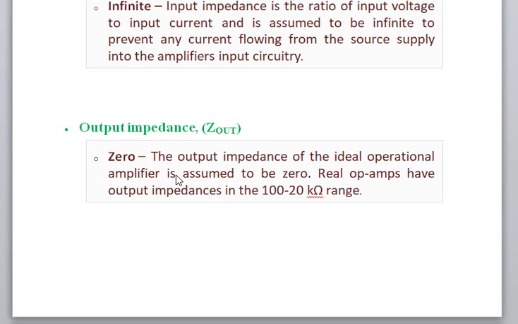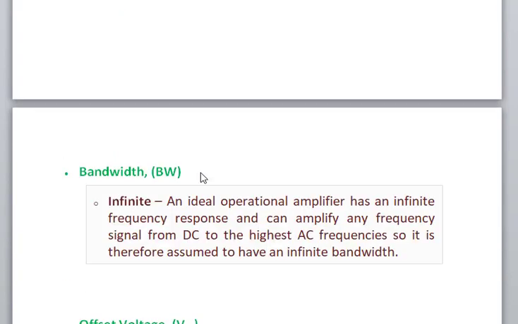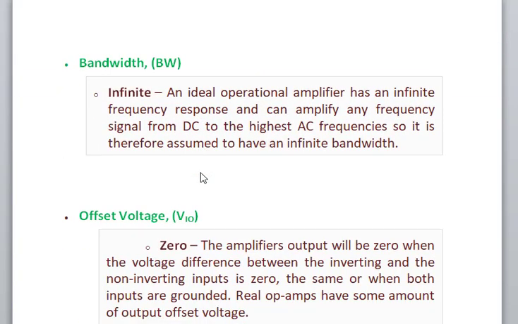The output impedance of the operational amplifier is nearly 0. But in real amplifiers, the output impedance is taken from 100 to 20 kilo ohm range. It has another parameter called bandwidth. The ideal op-amp has infinite bandwidth. What is bandwidth?